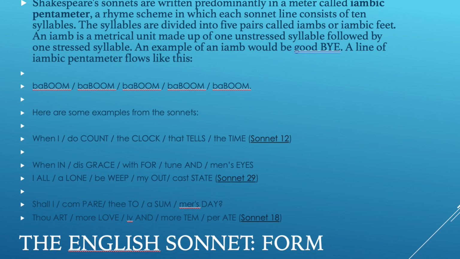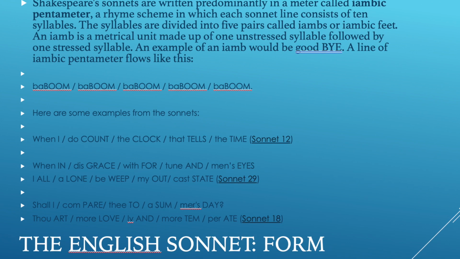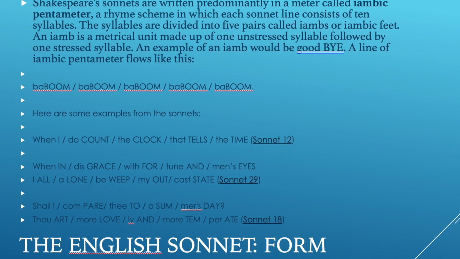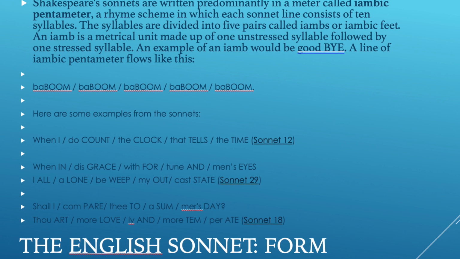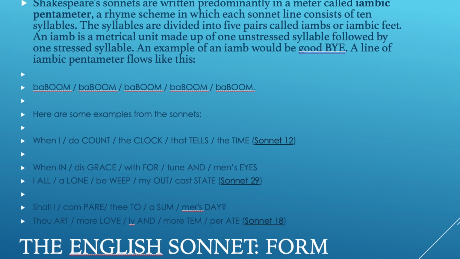So here are some examples from Sonnet 12. When I do count the clock that tells the time. Or Sonnet 29: when in disgrace with fortune and men's eyes, I all alone beweep my outcast state. Now in that one, I would say the first line really doesn't follow the iamb pattern very well, but the second line does. I all alone beweep my outcast state. And then, shall I compare thee to a summer's day? Thou art more lovely and more temperate. So that's the most famous sonnet, Sonnet 18.